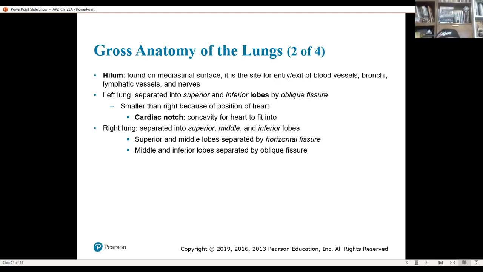The left lung has two lobes, a superior and an inferior. There's a fissure, a groove between them. It's diagonal, so we call it the oblique, which means diagonal fissure. It's smaller than the right lung because we have the cardiac notch where the heart fits. The right lung is separated into a superior lobe, a middle lobe, and inferior lobe. It has both the oblique fissure and above that a horizontal fissure.